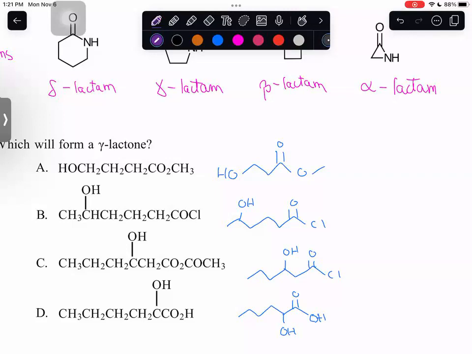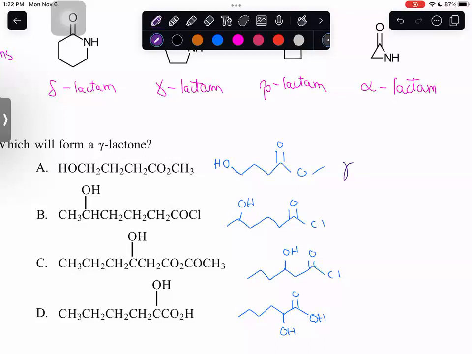Pretty much what you're doing is counting the number of carbons between the first oxygen and the other oxygen. Option A has one carbon missing on the left side, so it's one more carbon and then the OH. Okay, so we know that option A is gonna give you the gamma lactone.